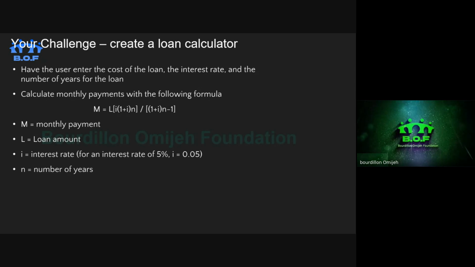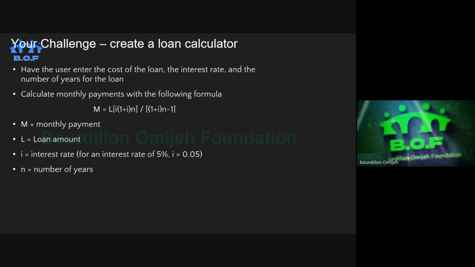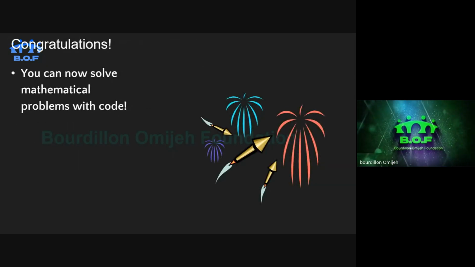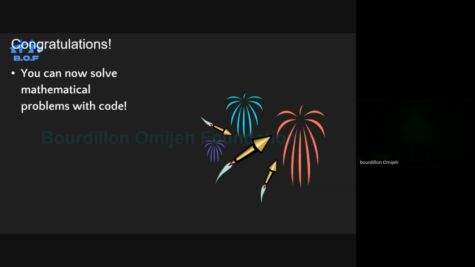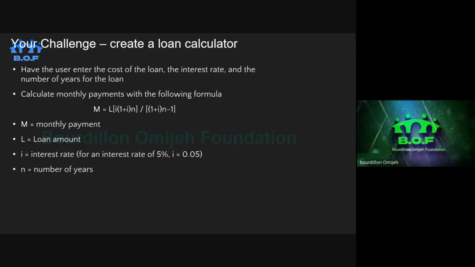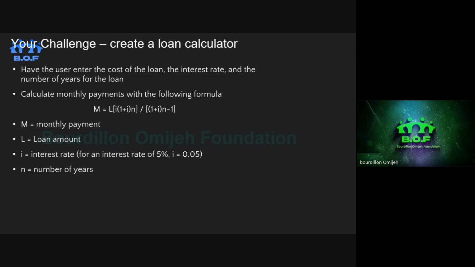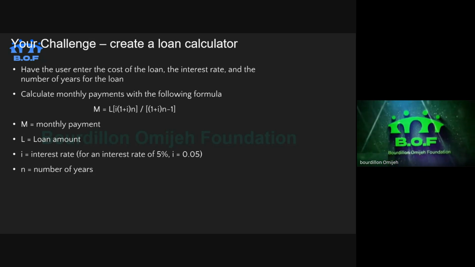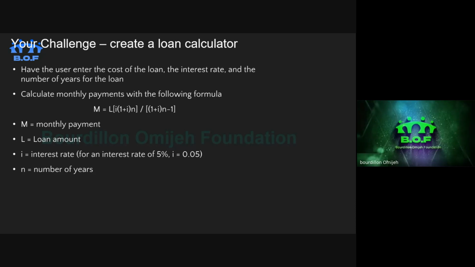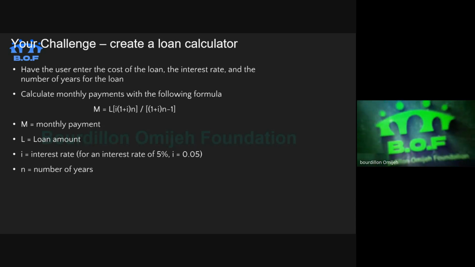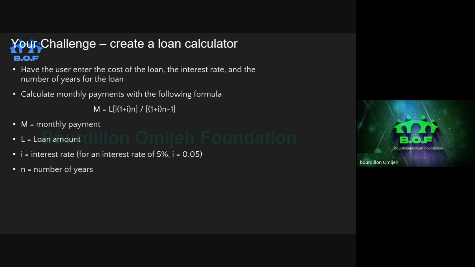Now they've given us our parameters. M is our monthly payment, L is our loan amount, and I is our interest rate. They're telling us the interest rate is 5%. 5% is 5 over 100, so it's going to be 0.05. Then N is the number of years.